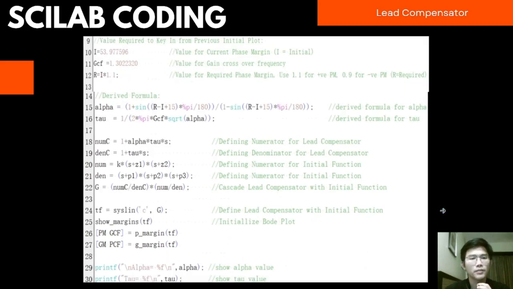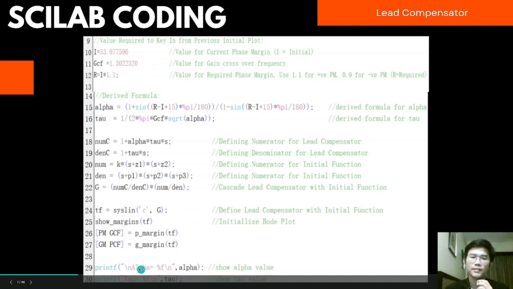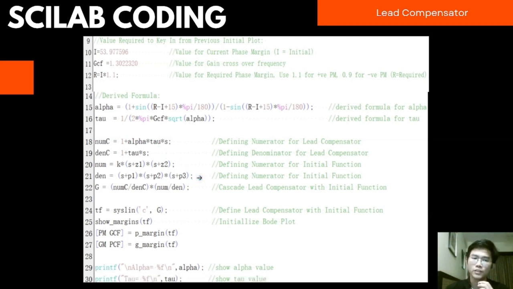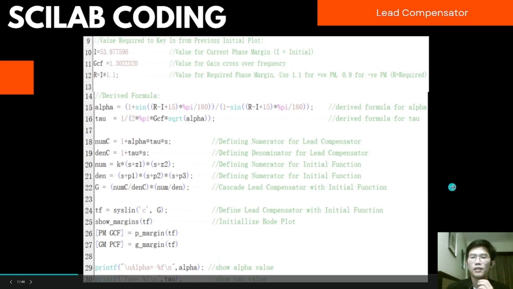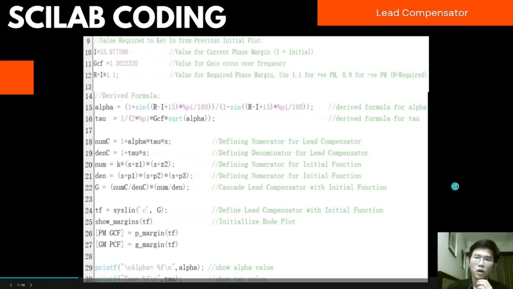For the lead compensator, only 3 values are required to be keyed in, and then from these 3 values, they will calculate the alpha and tau value and substitute inside the function and cascade it with the initial transfer function. And the alpha and tau value will be printed out for our record purpose.